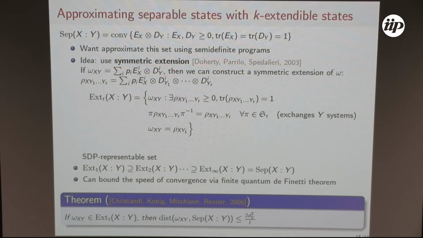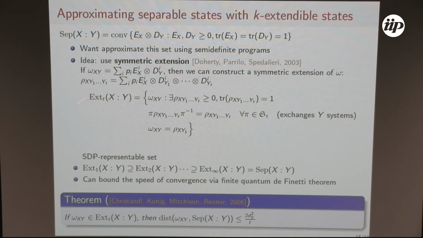Just by definition. Now I can construct an extension of this state ω where I have multiple Y systems. I don't have just one Y, I have multiple of them. So I have ρ_X Y_1 to Y_t, where I have ρ_X tensor σ_Y1 tensor σ_Y2 tensor σ_Yt. Now you observe that this part, the different Y's, is symmetric in the sense that if I permute these different systems, I get exactly the same state.